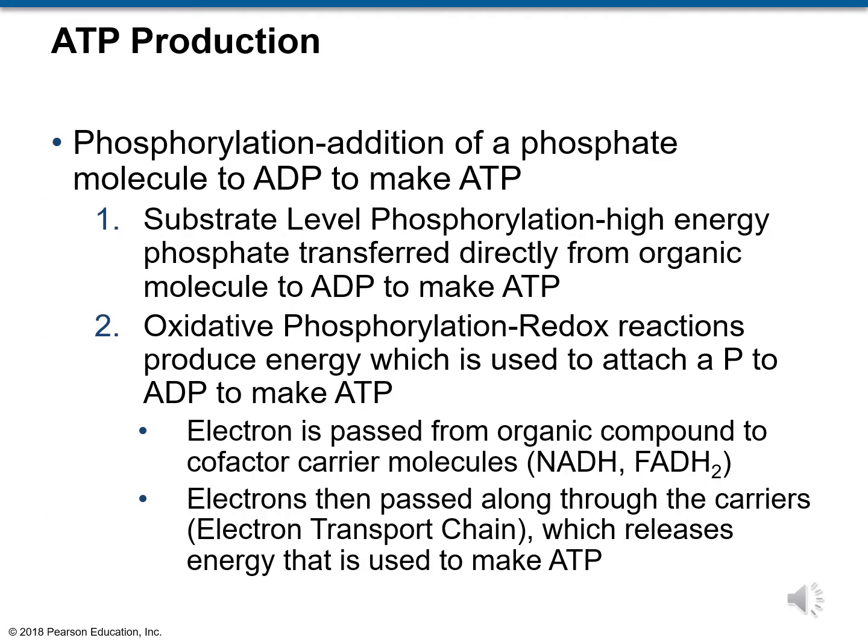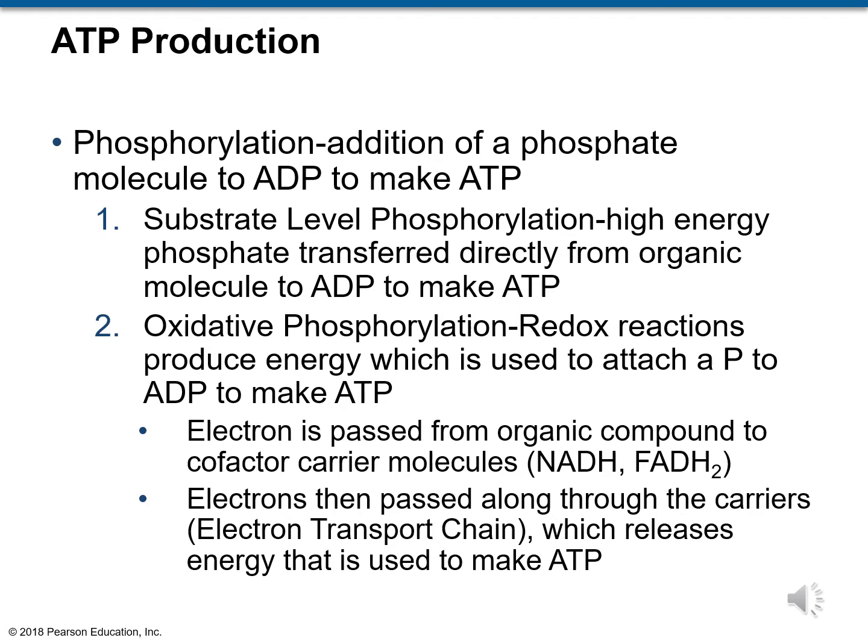ATP production is called phosphorylation. Phosphorylation is the addition of a phosphate molecule to ADP, the diphosphate, to make it into ATP, triphosphate. There are two ways of doing phosphorylation. There is substrate level phosphorylation, where a high energy phosphate is directly transferred from the organic molecule to ADP and then to ATP.